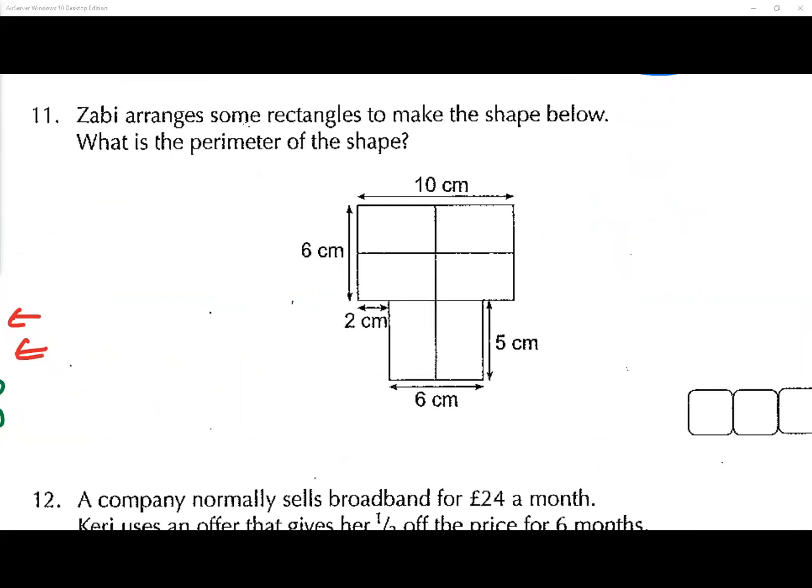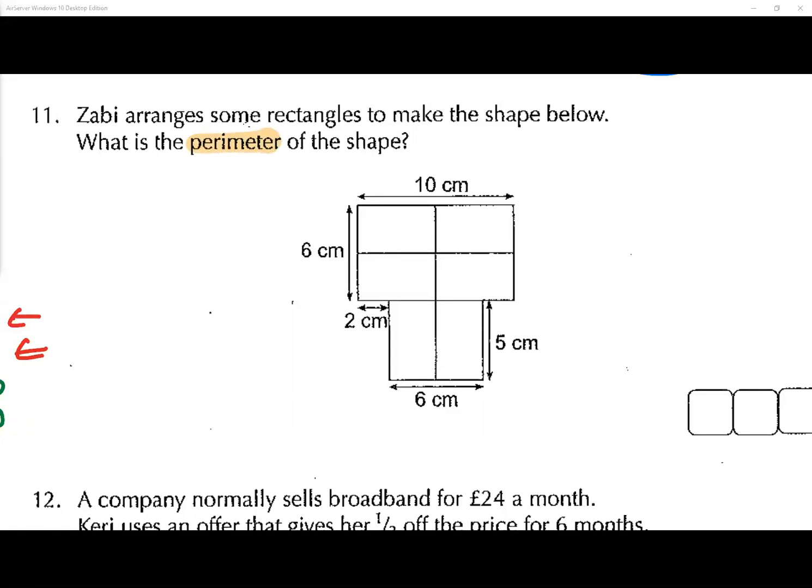Question number 11, let's have Iman, please. How do we work this out, please? Come on. Thank you, Umeza. So, Zabi arranged some rectangles to make the shape below. What is the perimeter of the shape? So the key word in this question is? Perimeter. So what does the word perimeter mean?